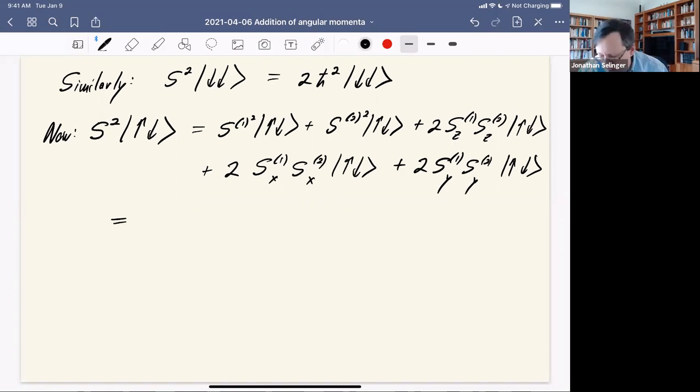Again, 5 terms. The first one, S1 squared. You know about that, right? We know what S1 squared does. It multiplies things by 3/4 h bar squared. The same with S2 squared. That also multiplies the same state by 3/4 h bar squared up, down.